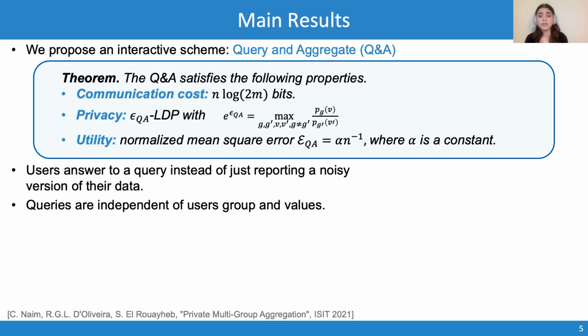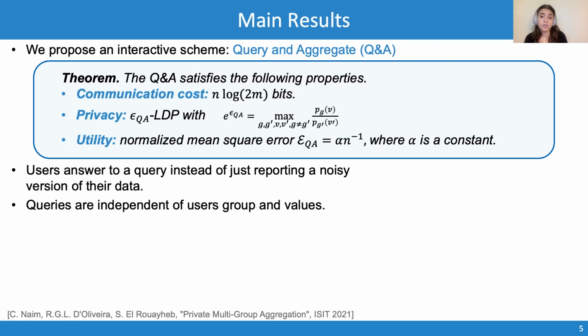And for this setting, we propose a new interactive scheme, which we call the query and aggregate scheme, or for short, Q&A. The novelty of the Q&A scheme is that, as its name suggests, it's a pull scheme, where the server queries the users and then aggregates their answers. This is the novelty compared to existing private aggregation solutions, even for a single pool. So the user answers an assigned query instead of just reporting a noisy answer.